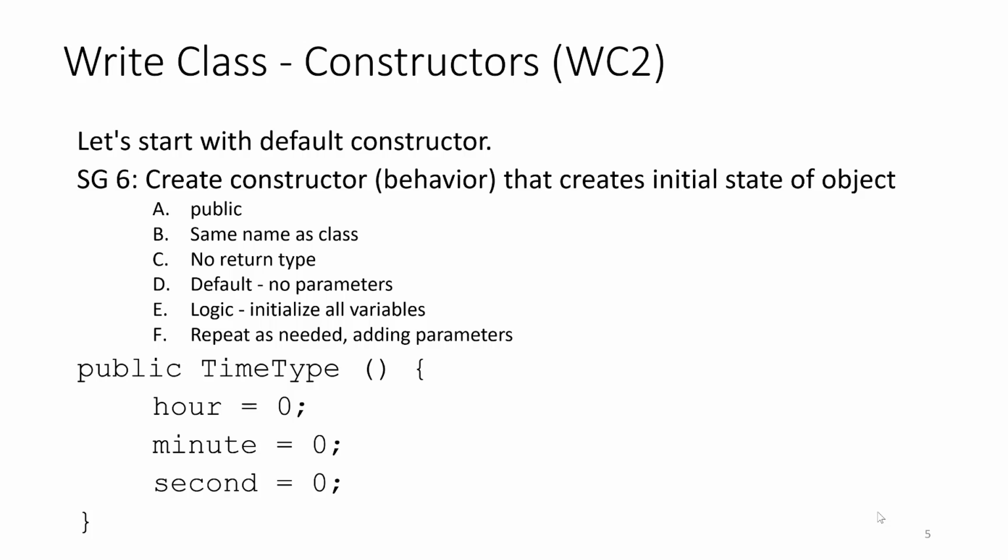Let's start with the default constructor. Subgoal 6. First, we have to declare the default constructor as public. We know its name because it's the same name as the class, TimeType. It has no return type, and for the default constructor, it has no parameters. The logic inside is to initialize all variables to a logical state. In this case, we will initialize our 3 attributes, hour, minute, and second, all to have an initial value of 0.